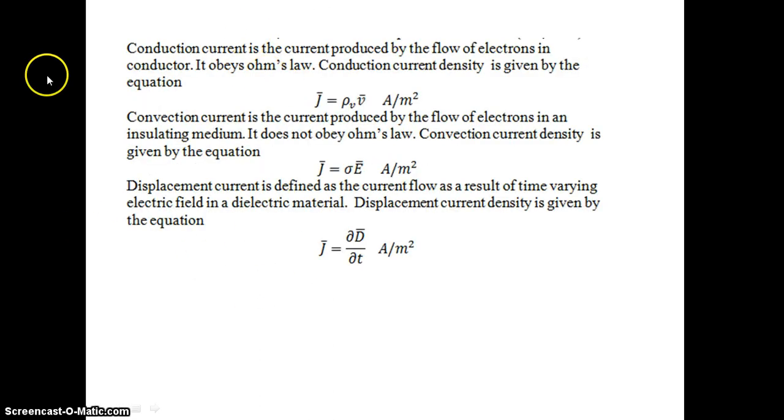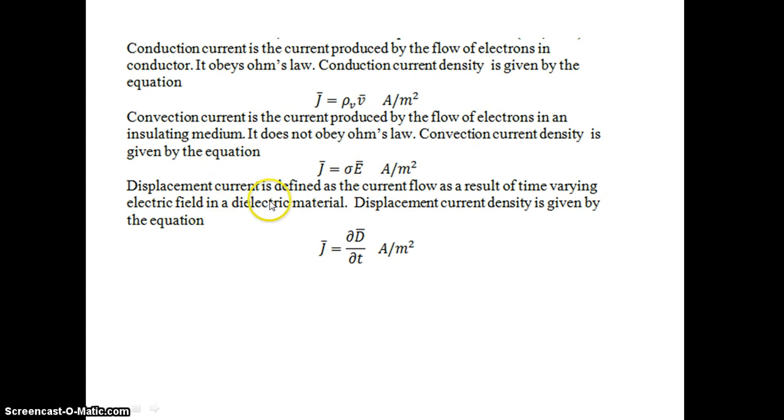There are three types of current: conduction current, convection current and displacement current. The equation for conduction current is J equal to rho v V, that is charge density into drift velocity, and this obeys Ohm's law. Convection current is the current produced by the electrons in an insulating medium, which is given by J equal to sigma E, and this is the point form of Ohm's law.